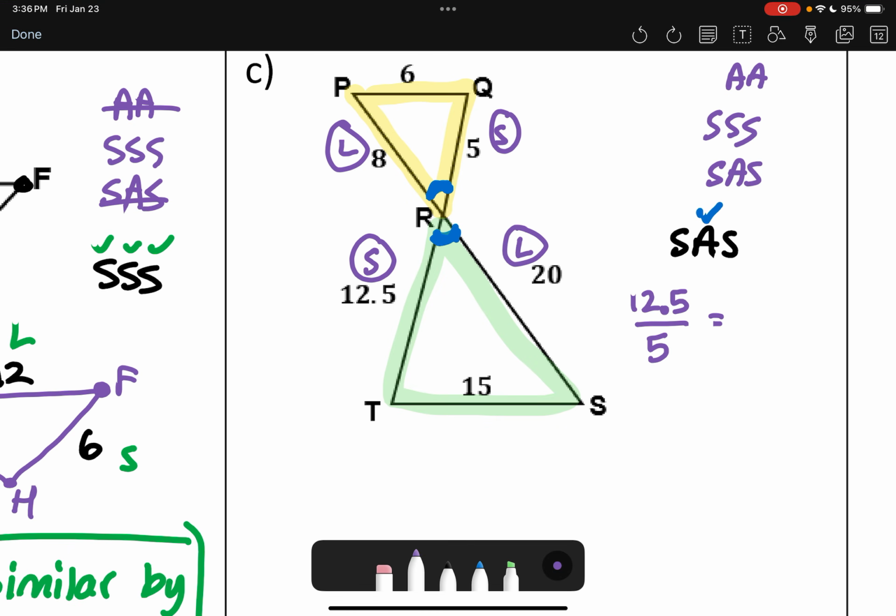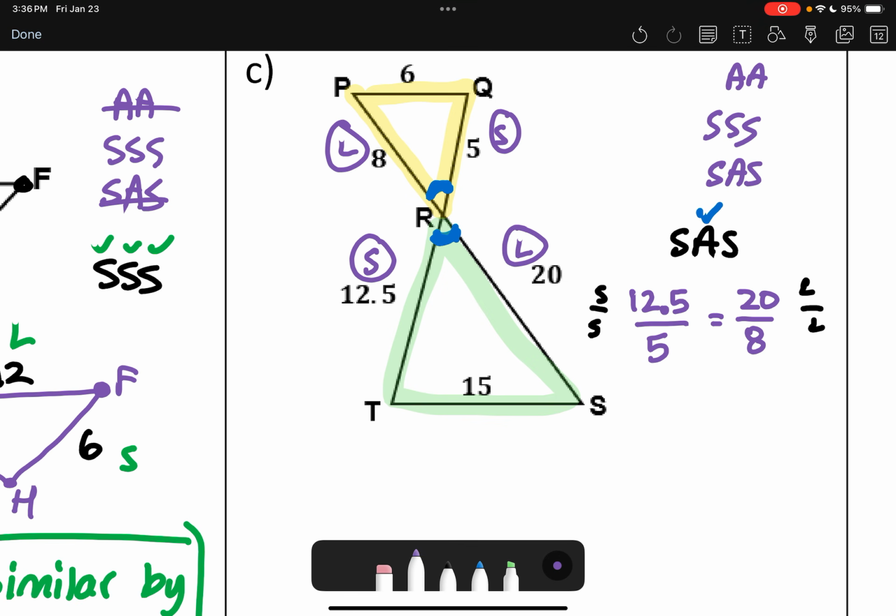So if I were to set that up with the ratio being consistent, the 12.5 came from the green triangle. So my value on top of my ratio needs to come from the green triangle again, which would be 20. So I'd be doing 20 over 8, which is, again, what we did here: large over large, small over small.